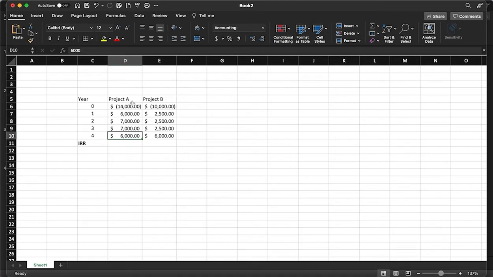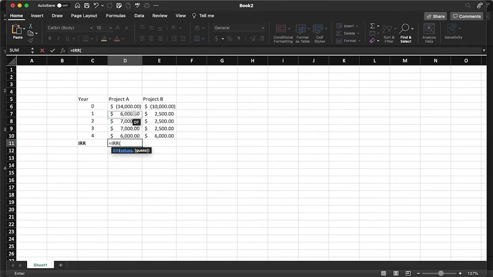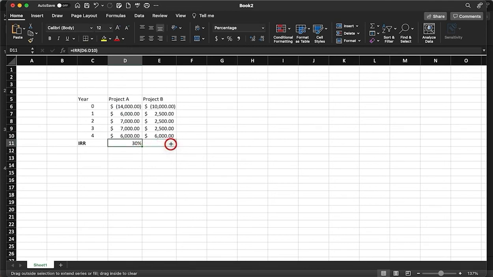So here we have Project A and all of its cash flows, and Project B and all of its cash flows. This is super simple, guys. We're just going to use the Excel function IRR. We're going to select all of our cash flows and click enter. It's an IRR of 30%. We drag, and we have an IRR of 11% for Project B.